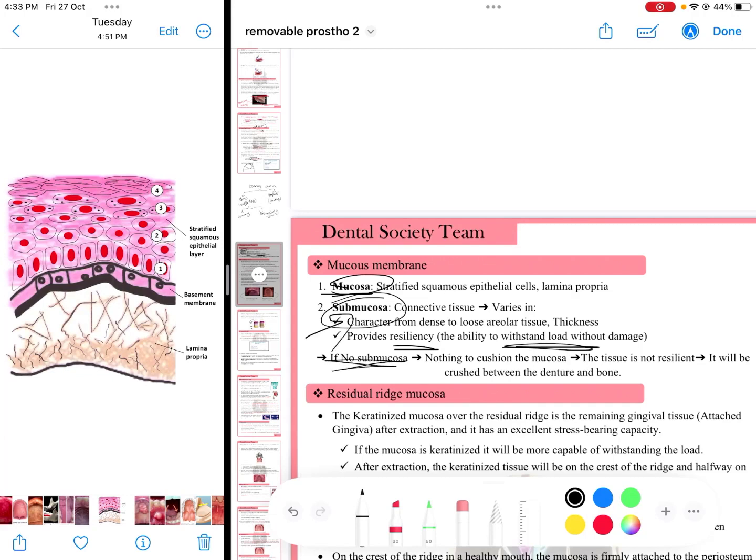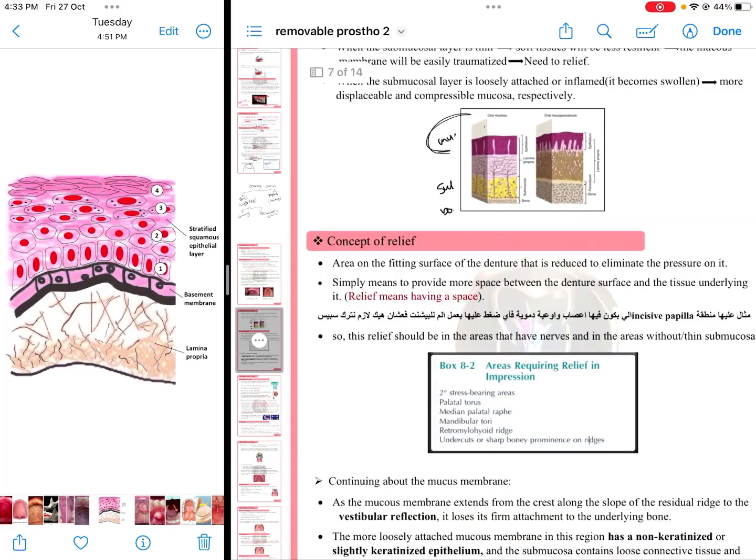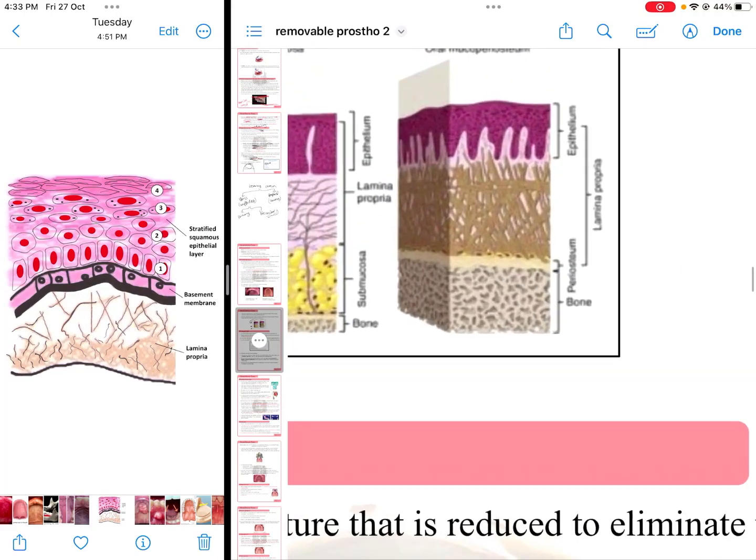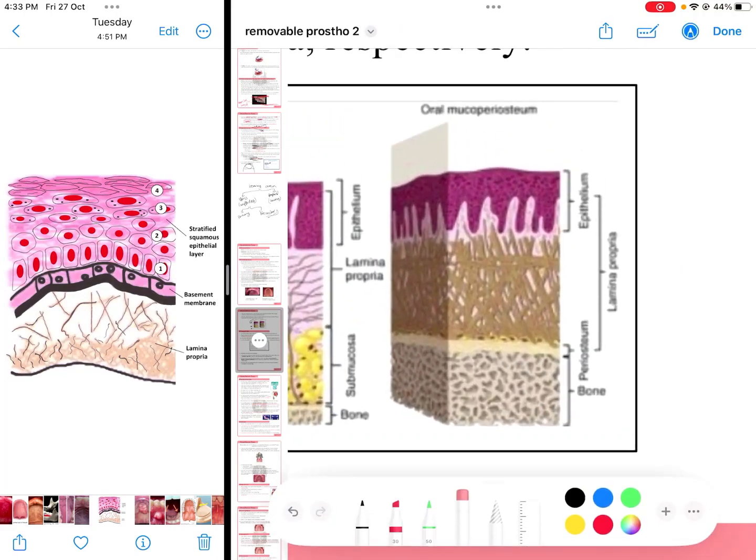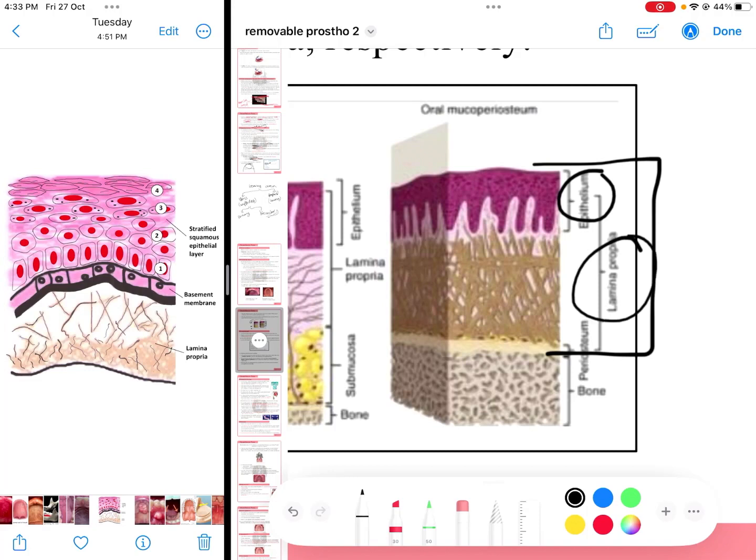So imagine if we have no submucosa. There is no support, no withstanding, no cushion. So the tissue is not resilient, and it will be crushed, damaged and irritated, and so on. Like this picture. Look at this picture. We don't have submucosa, we only have mucosa. This whole thing is mucosa made of epithelium and lamina propria. There is no submucosa, and there is bone.